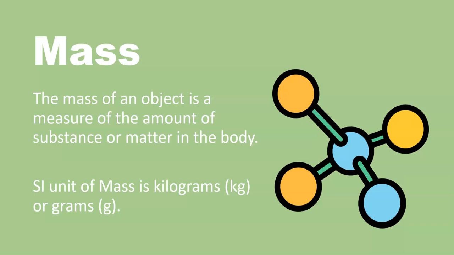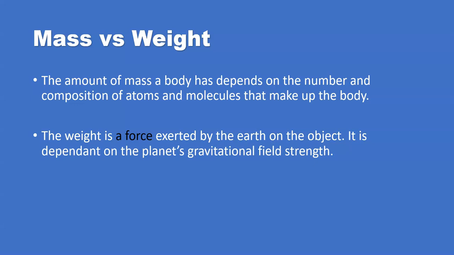Mass is the measure of the amount of matter or substance in a body. It is a property of a body that cannot be changed by its location, shape, and speed. The SI unit of mass is kilograms or grams. The amount of mass a body has depends on the number and composition of atoms and molecules that make up the body. The weight, on the other hand, is a force exerted by the earth on the object. It is dependent on the planet's gravitational field strength.